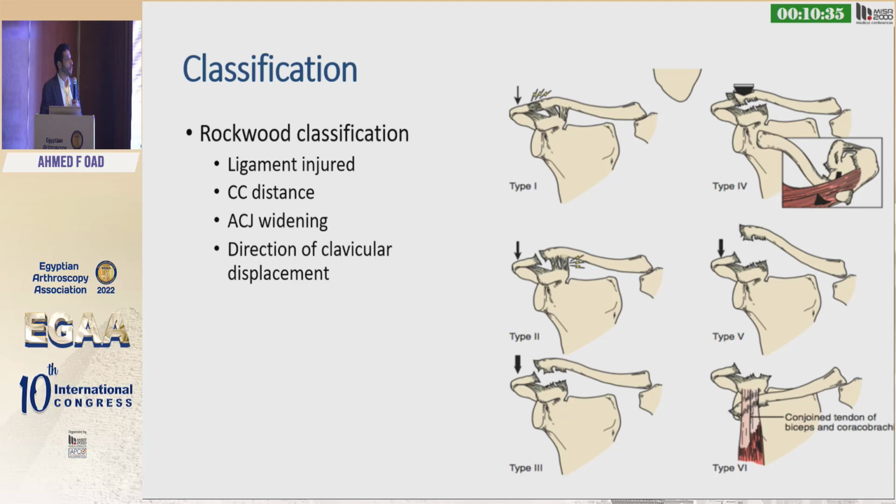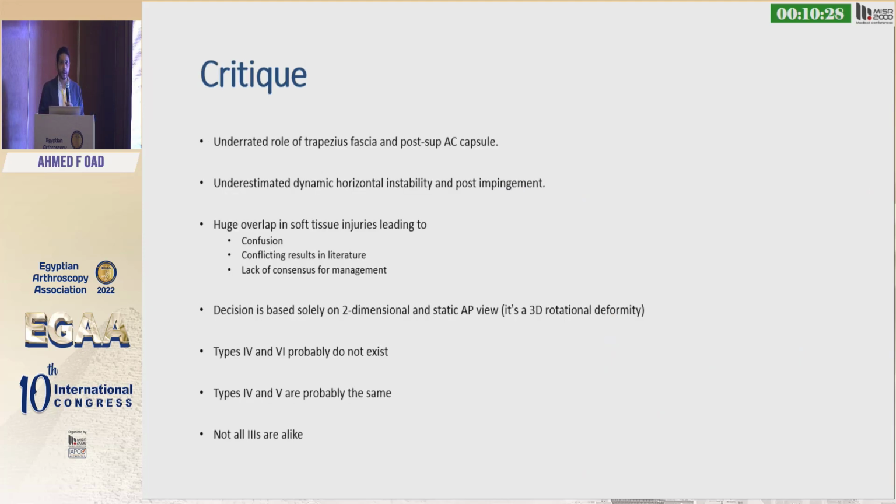So how do we criticize this? How do we find the limitations of this classification system? First of all, there's an underrated role of the trapezius fascia as well as the posterior superior AC capsule, which takes us to another point, which is the underestimated dynamic horizontal instability with posterior impingement. And there's also a huge overlap in soft tissue injuries, which leads to confusion in the exact description of the grade of separation, as well as conflicting results in literature and lack of an agreement for the treatment of each type.